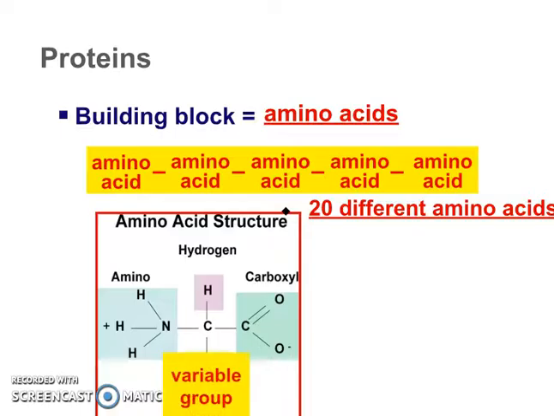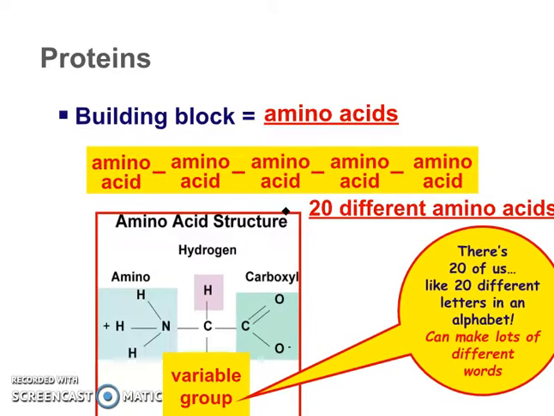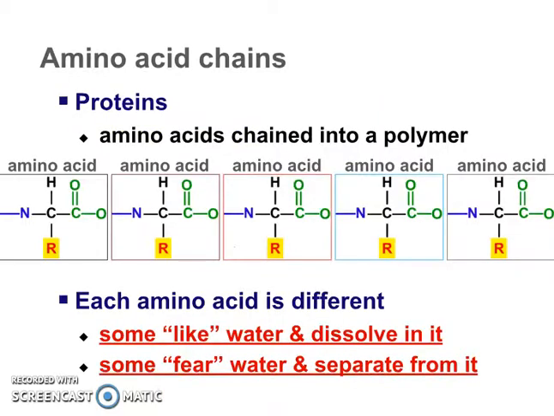And then they have a variable group. So a variable group means that there's 20 different things that can go over there. And they're kind of like letters in the alphabet that can make different words. If you think about it that way, use 20 letters, you can make lots of different words. Well, those variable groups can make lots of different proteins based on how you arrange them. So here, you can see an example of this polymer of amino acids.